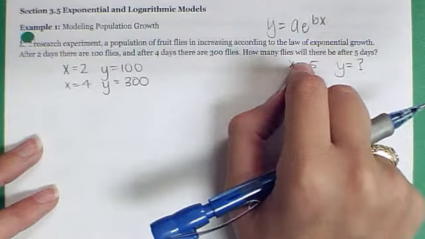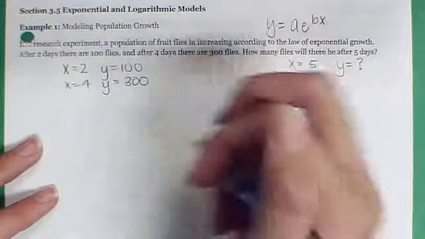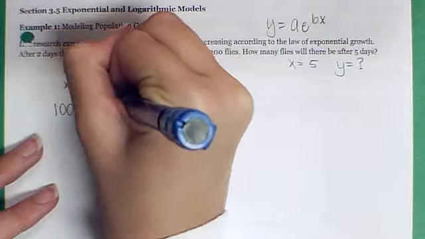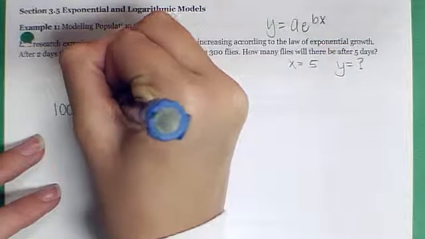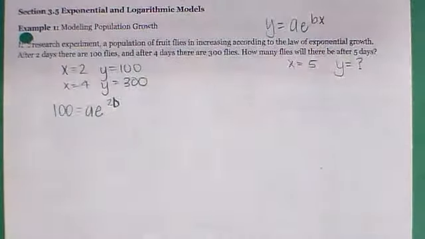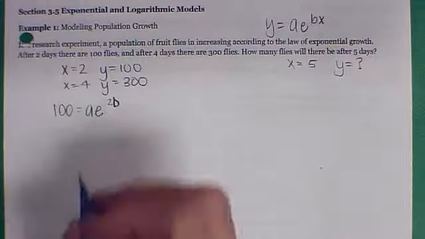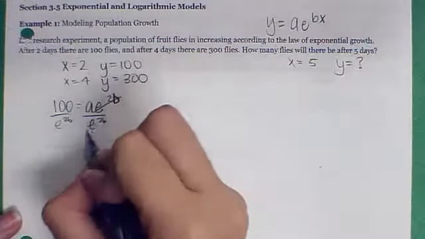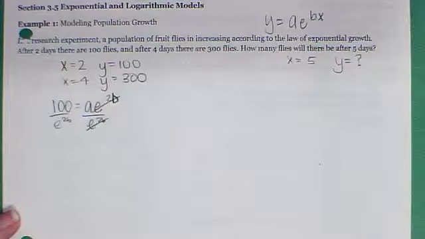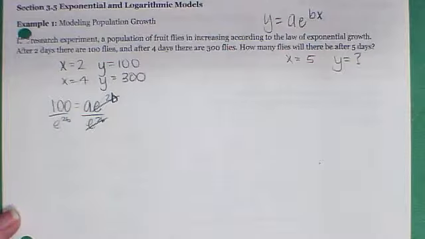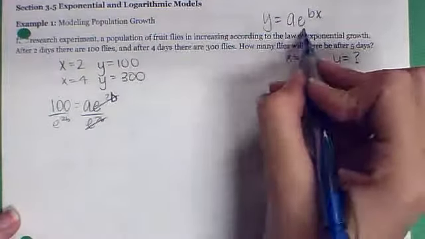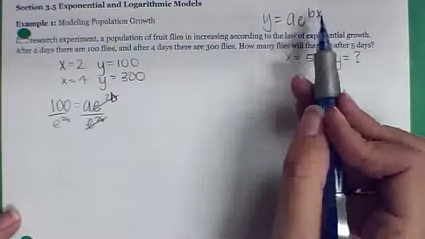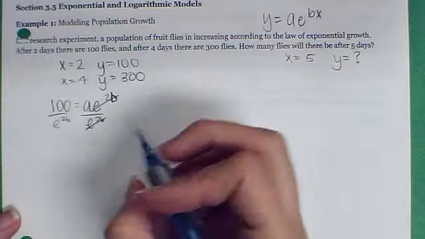So to do that, we're just going to start with x equals 2 and y equals 100 and plug it in here. So we'll say 100 equals a e to the 2b, because 2 is our x value. We want to get a by itself, so we're going to divide both sides by e to the 2b. And those values will cancel. And my a will be equal to 100 over e to the 2b. Now I can go back to my original model, put that a value here, which is this whole thing, plug in my new x and y, which are 4 and 300, and go from there.